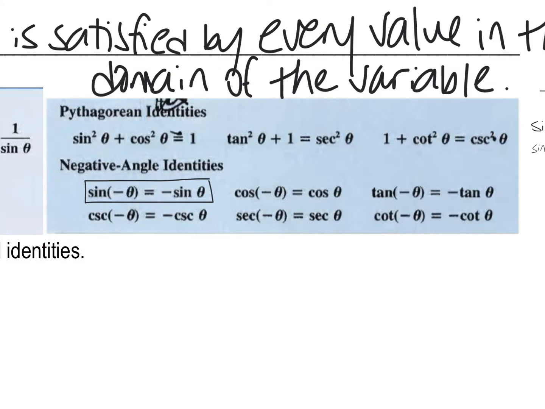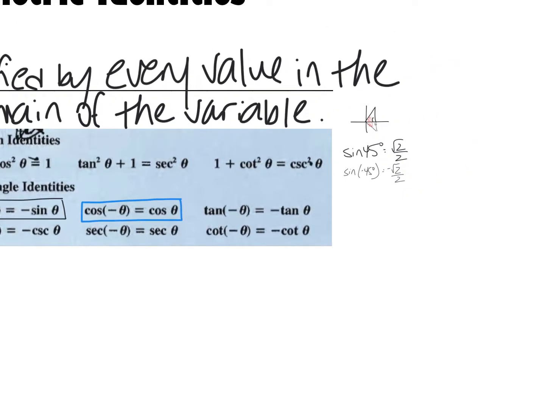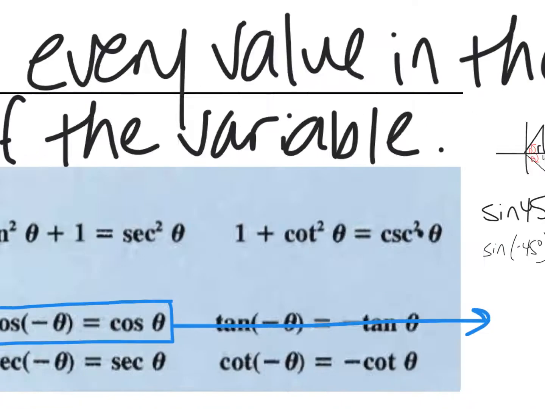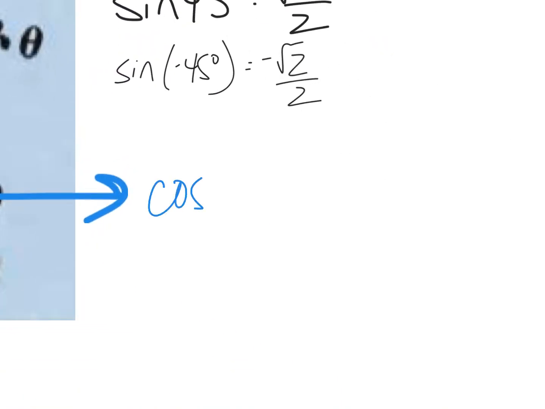Let me show you the cosine one, and then we'll actually move into some examples. Let me show you why that one is the way that it is. What if I did cosine of 45 degrees?